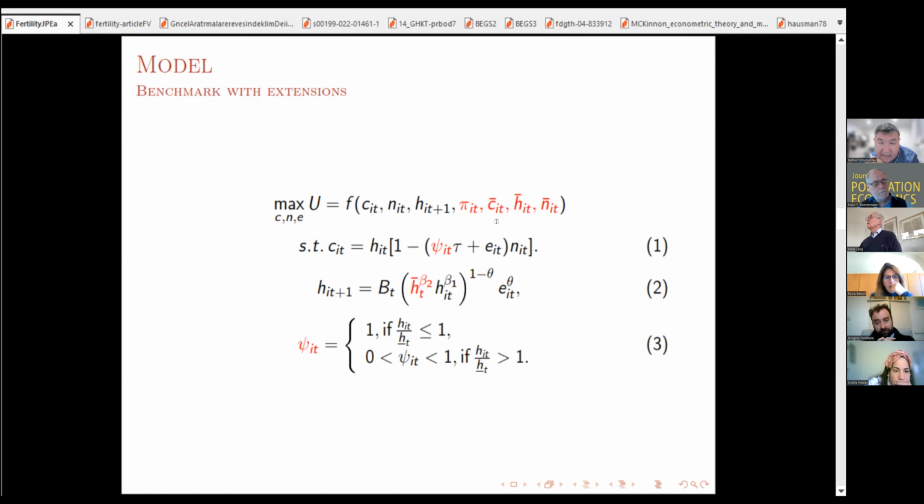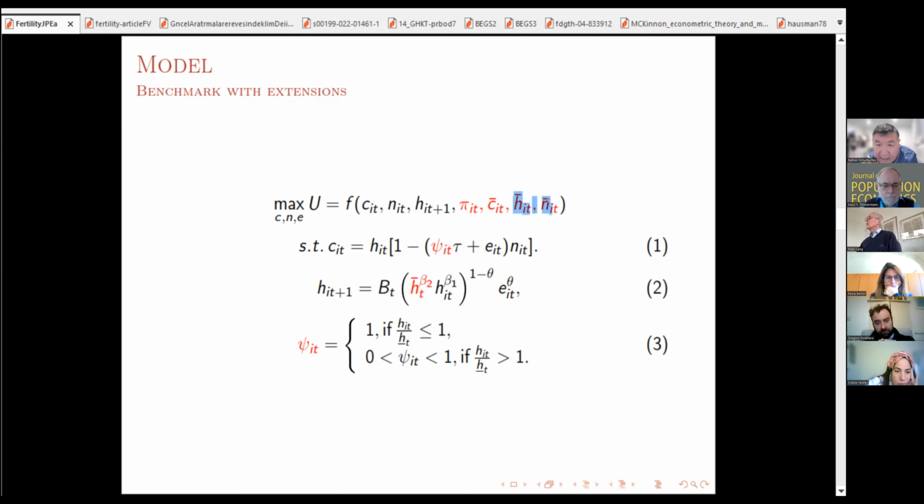And the second thing is the consumption externality, which has been considered in finance, for example, many times. There is something called the keeping up with the Joneses sort of effect, but the effect of this externality hasn't been considered in terms of fertility choice models. So I think this is a kind of new thing we hope that we introduced into the model.